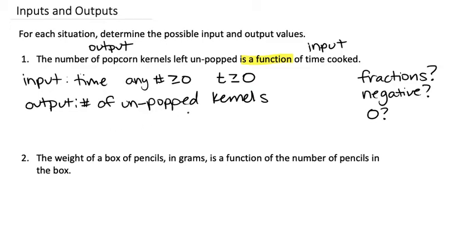For number of unpopped kernels, now for that, I would have to have a whole number. It would not make sense for it to be negative, but it could be 0 because we could have 0 unpopped kernels left. Now, when you make popcorn, you know that that's not really possible. You always have those unpopped kernels left at the bottom, but technically it could be that there are 0 unpopped kernels and every single one has popped. So output could be any whole number greater than or equal to 0.